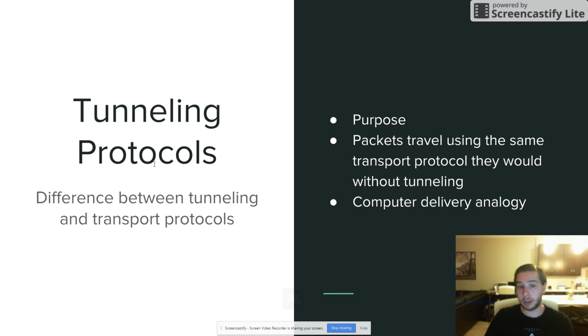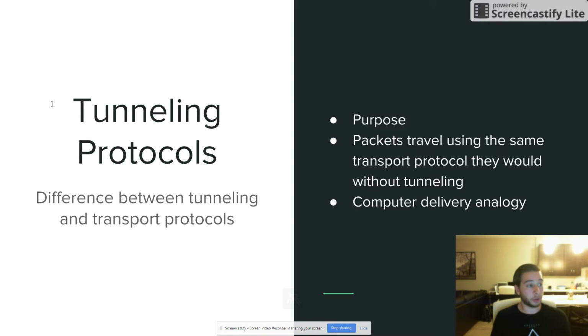There is another analogy to help differentiate between the tunneling and transport protocols. So if you imagine a computer being delivered by a shipping company, the vendor who is sending you the computer packs the computer, which would be the passenger protocol in this case, and it's put in a box, which would be the tunneling protocol. The shippers then place that box in a shipping truck, the transport protocol, at the vendor's warehouse, one tunnel interface.